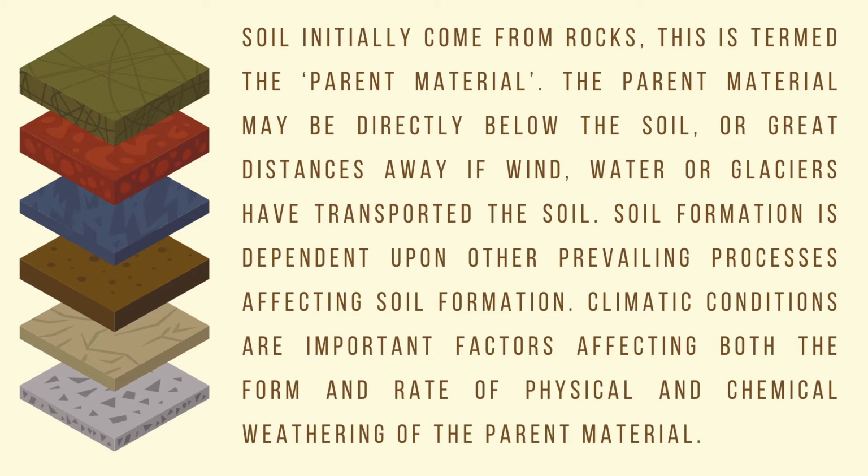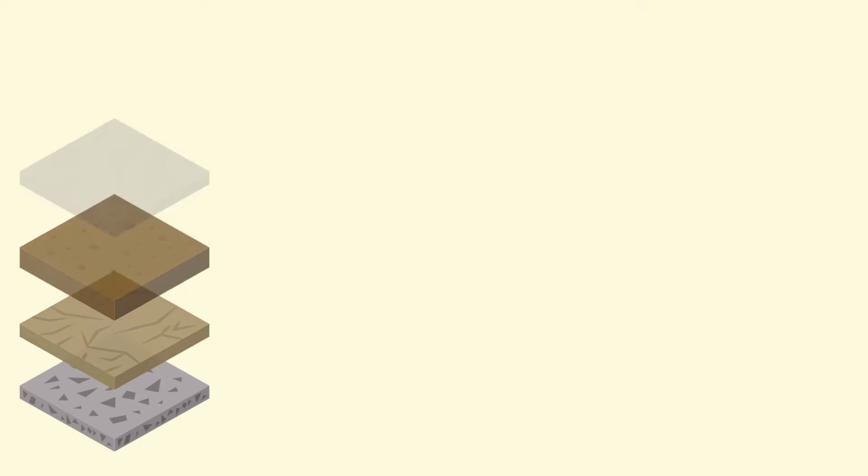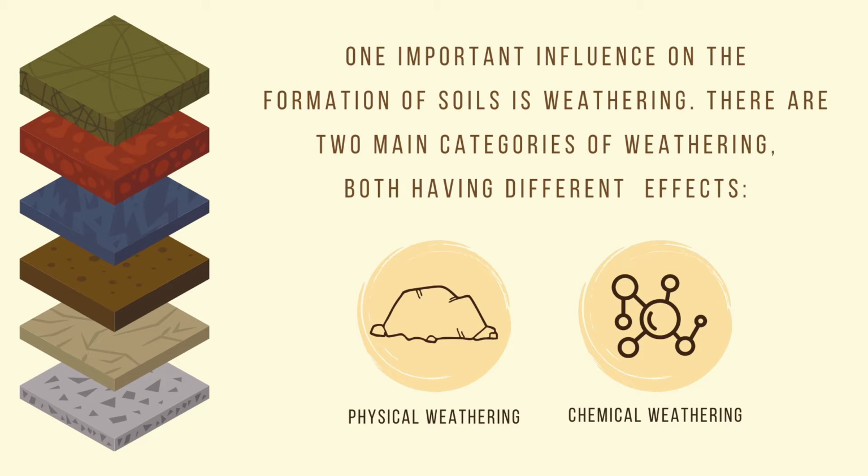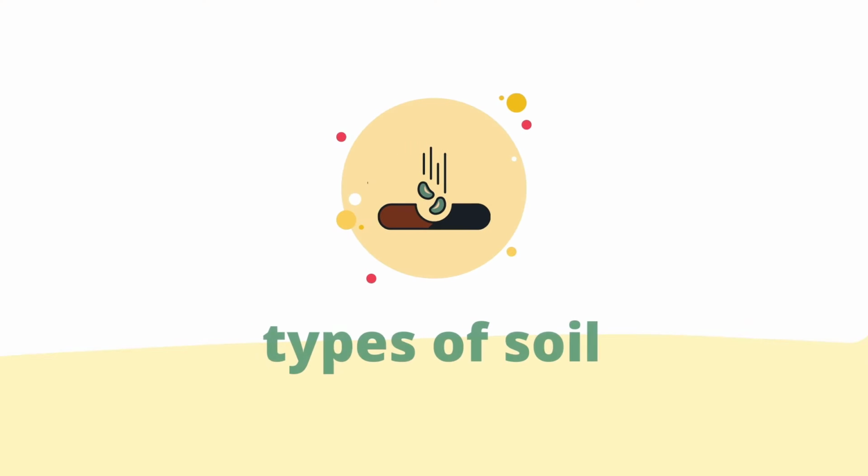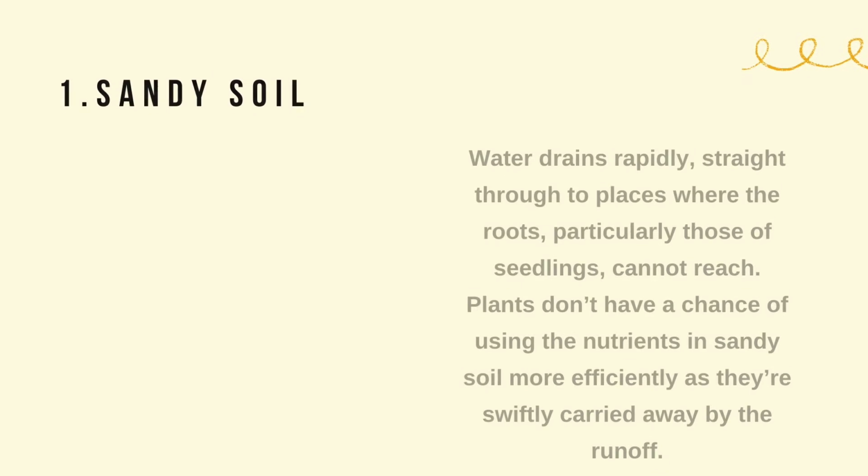Climatic conditions are important factors affecting both the form and the rate of physical and chemical weathering of the parent material. One important influence on the formation of soils is weathering. There are two main categories of weathering, both having different effects, namely physical weathering and chemical weathering. Let's go to the different types of soil.